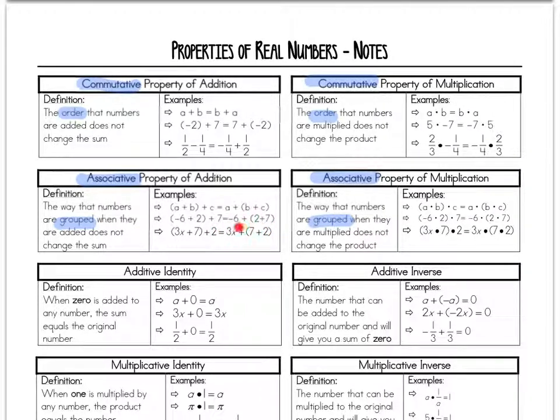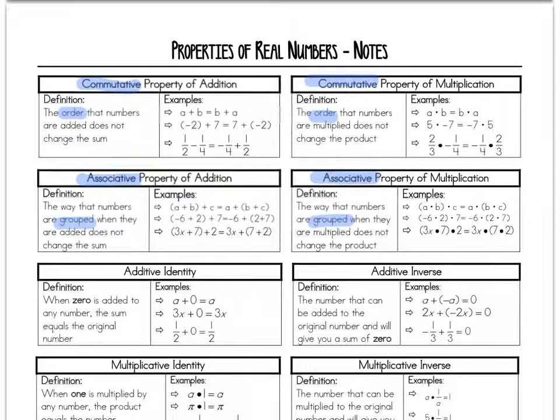Okay, so remember, when we simplify, we use order of operations, so groupings first. So 7 plus 2 is 9, and 9 grouped together with a negative 6 is also 3. So we can see that that balances out. It looks exactly the same with multiplication. However, instead of plus signs, you are going to see multiplication symbols. So for the associative property, the way that the numbers are grouped doesn't matter.